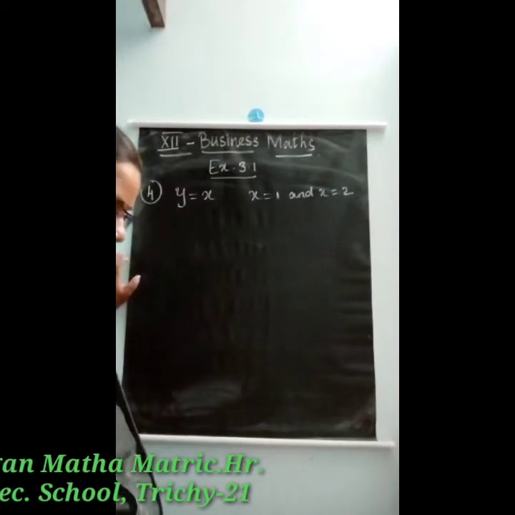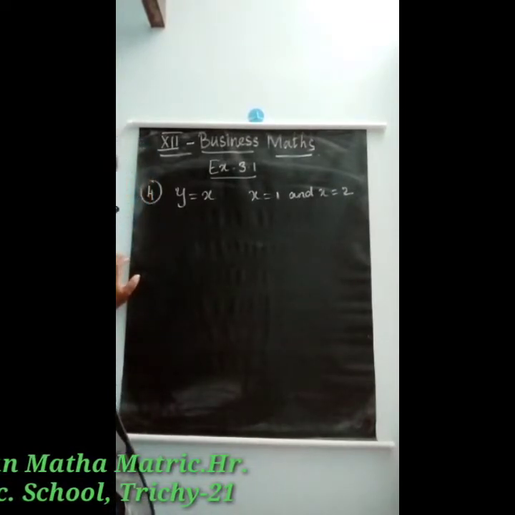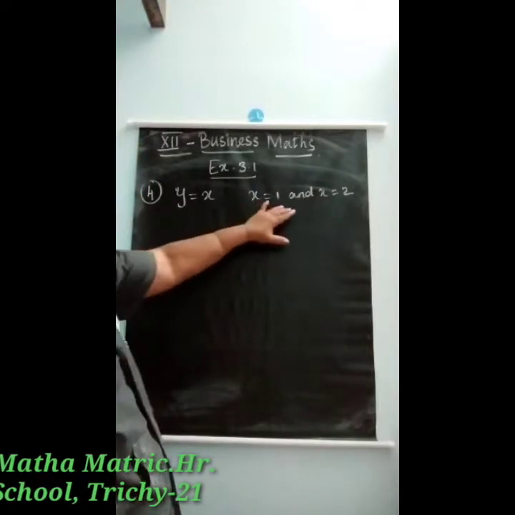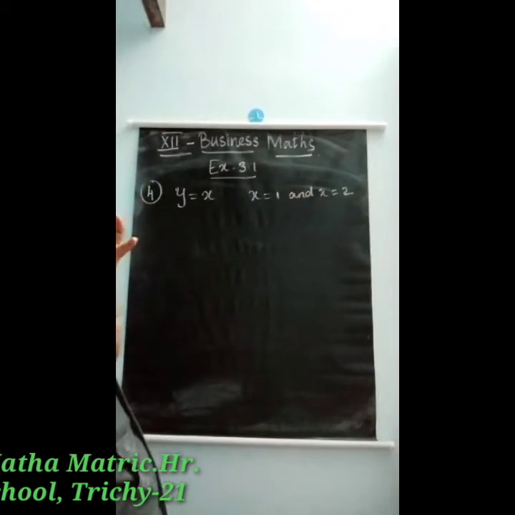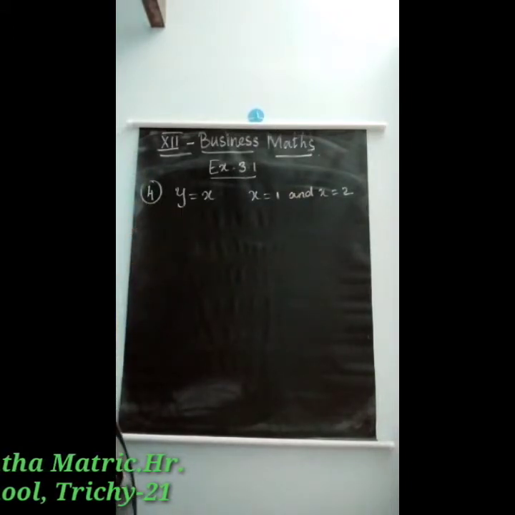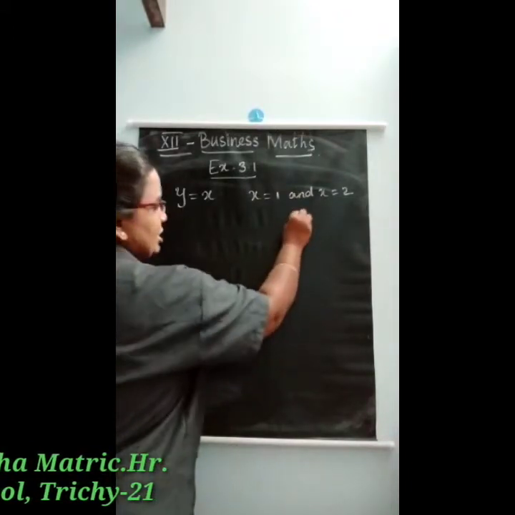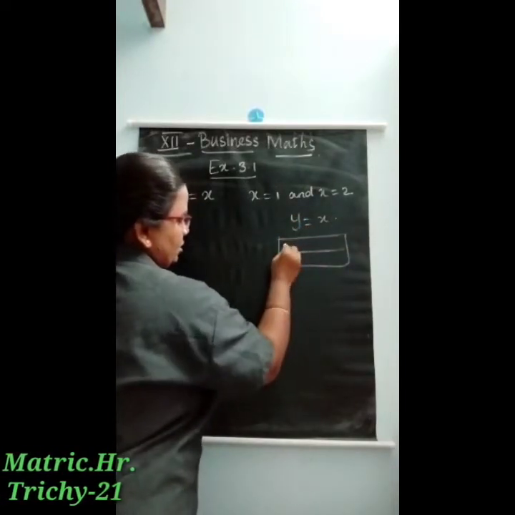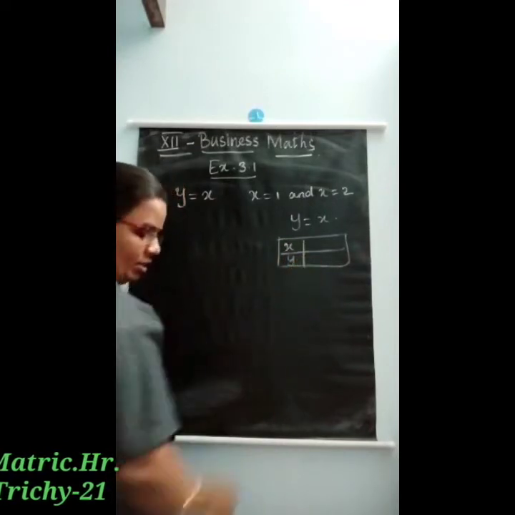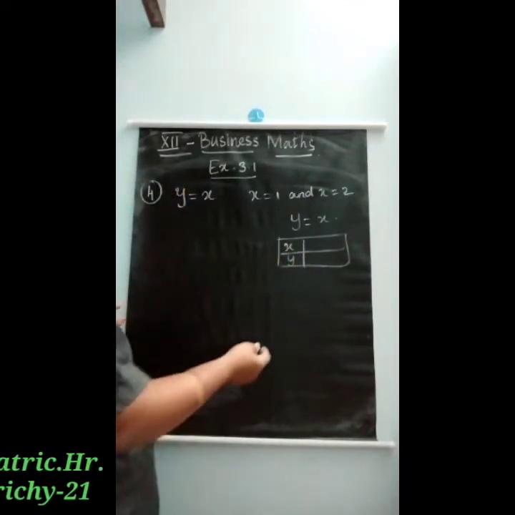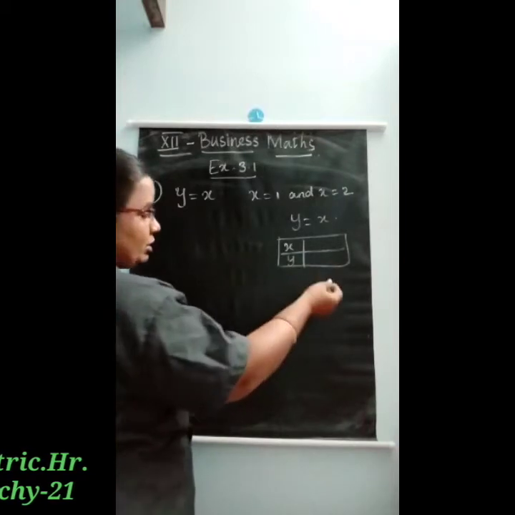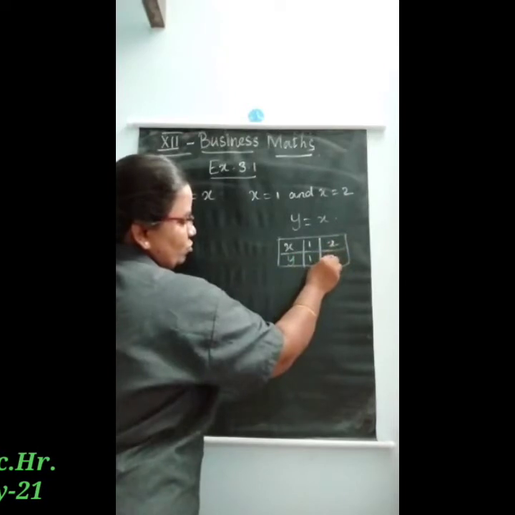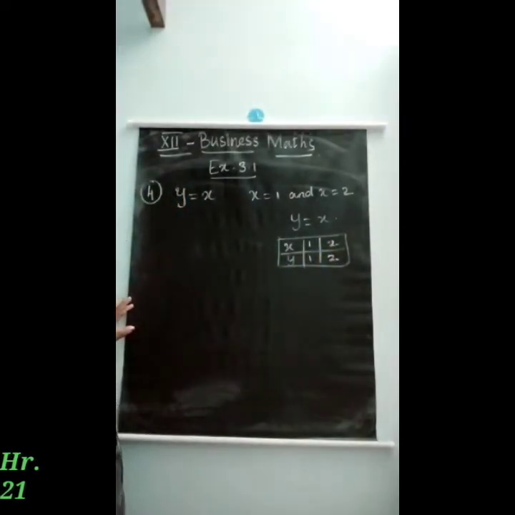The next question: find the area bounded by the line y is equal to x, the x axis and the ordinates x is equal to 1 and x is equal to 2. Let us find out the area bounded by the line. First, y is equal to x means you have to take the table of x, y. When x is equal to 0, y is equal to 0. x is equal to 1 means y is equal to 1. x is equal to 2 means y is equal to 2, like that you have to take.